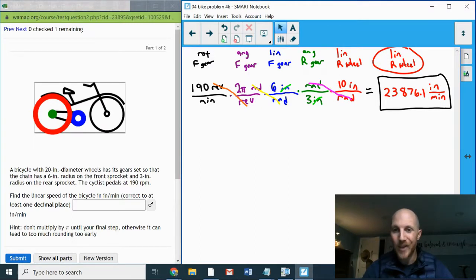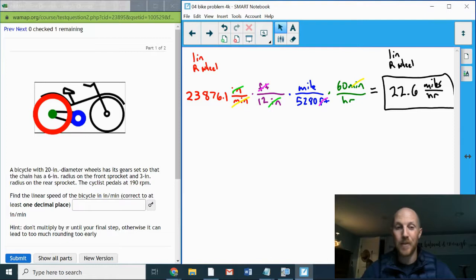Lastly, I know that same angular speed of the rear gear is conserved and passed to the rear wheel, so I can convert that angular speed into a linear speed of the rear wheel by simply multiplying by the size of the radius of the rear wheel. And that sends me back to a linear speed. Final answer, 23,876.1 inches per minute. It's kind of a ridiculous measurement. That's a lot of inches every minute. Inches are probably not the most appropriate unit.